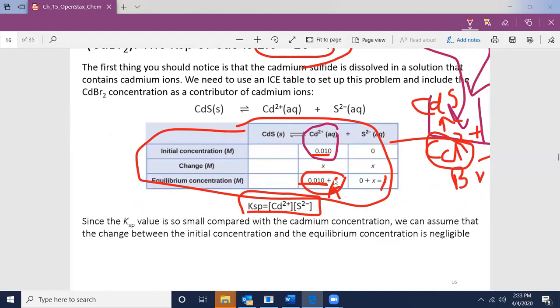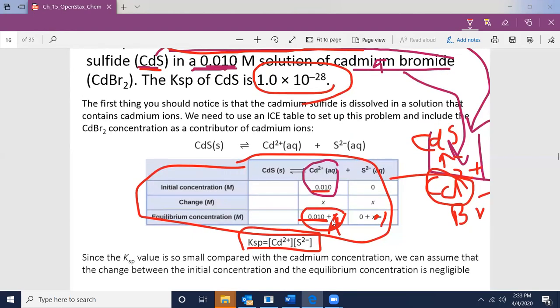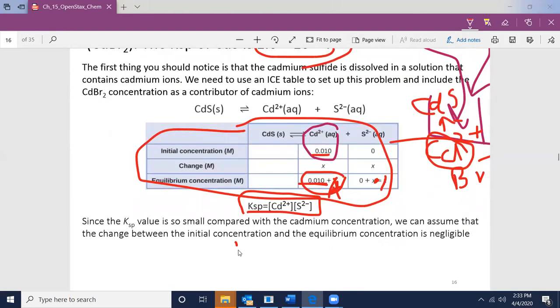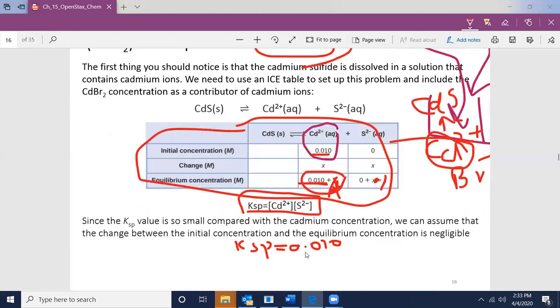Let's say if you just ignore this change here, then x is not going to be anything. So what it means is that Ksp is equal to 0.010 times x. What is the value of Ksp? Oh, what am I doing wrong here? Am I doing something wrong?